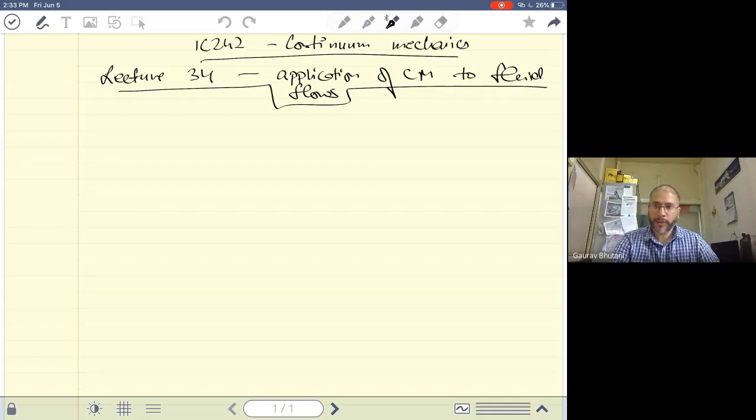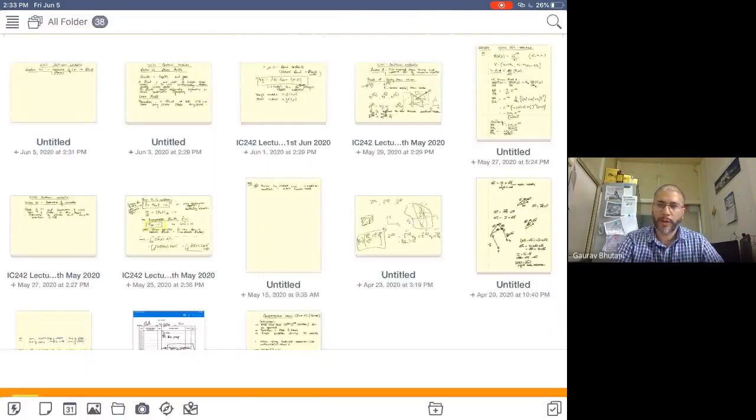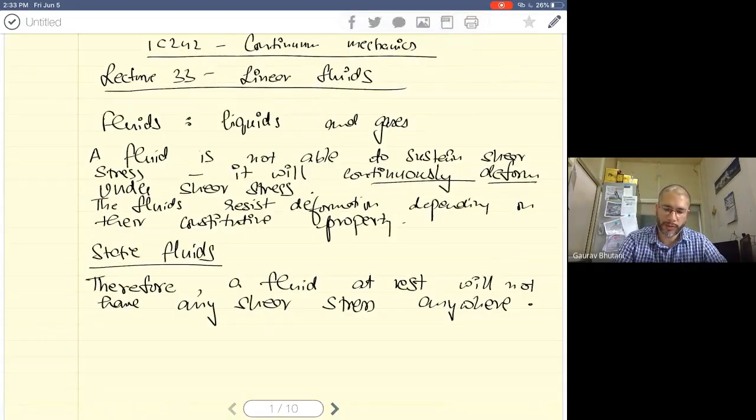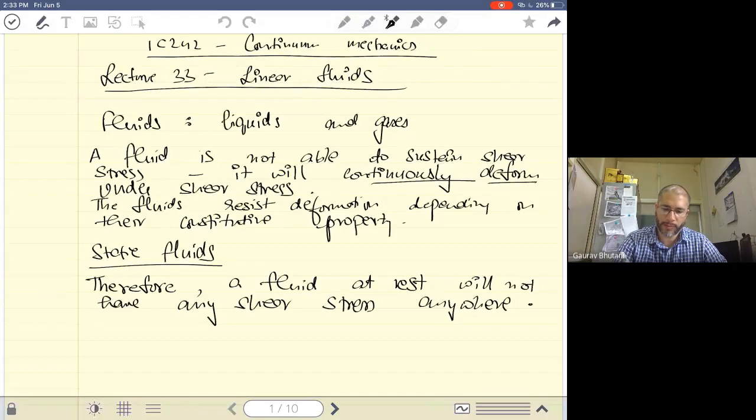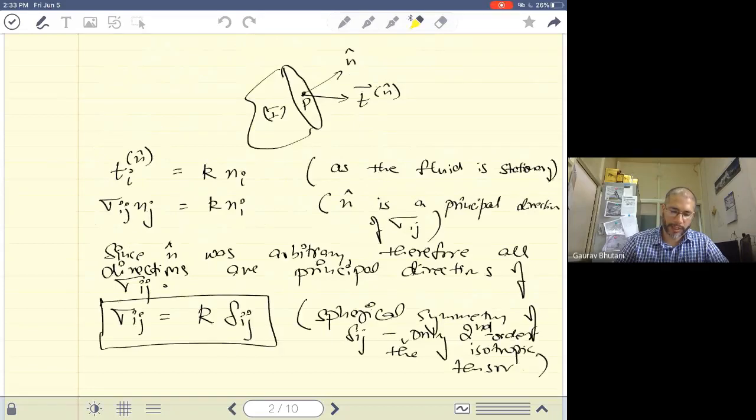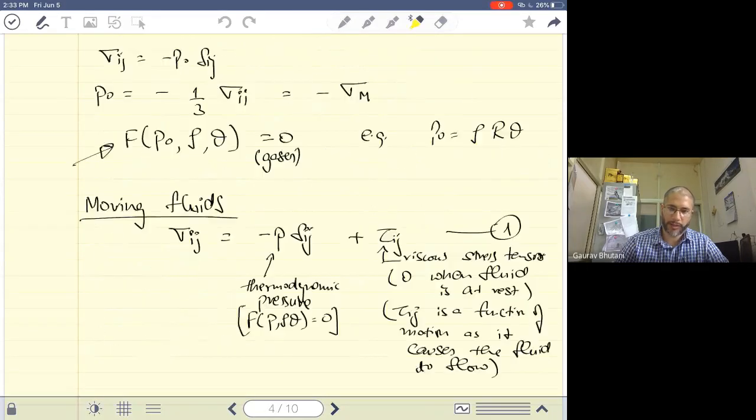In the previous lecture, particularly, we talked about the constitutive modeling for linear fluids, as you can see. So let's do a quick recap of the previous lecture. We talked about what fluids are. We started with fluid statics, and then finally we moved to the dynamics of fluids, which was the main topic of discussion for the previous lecture.